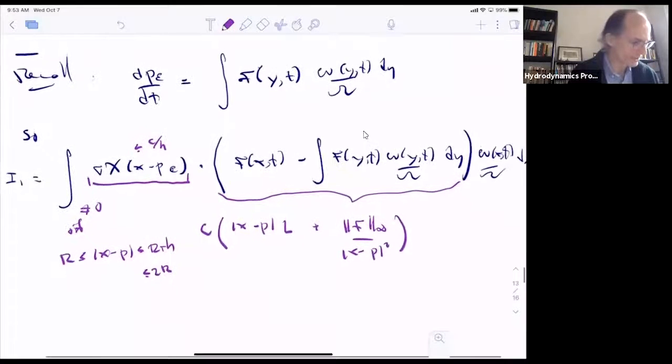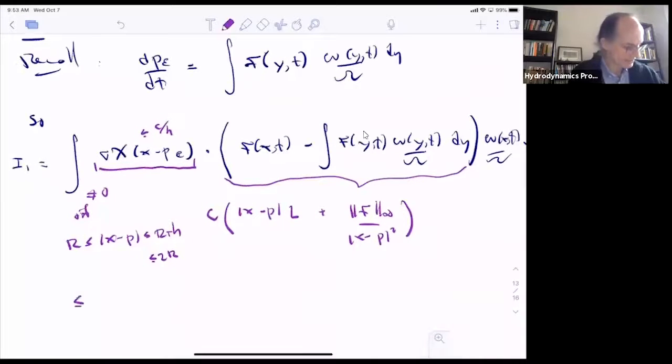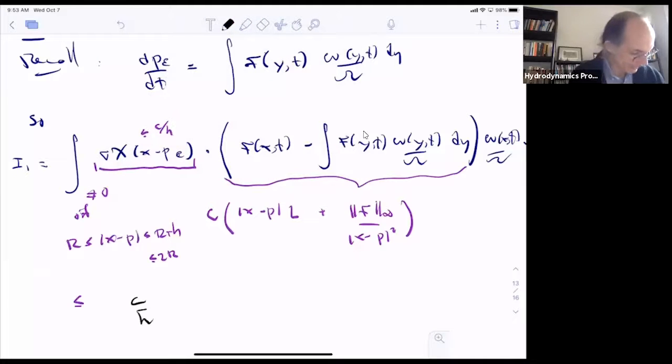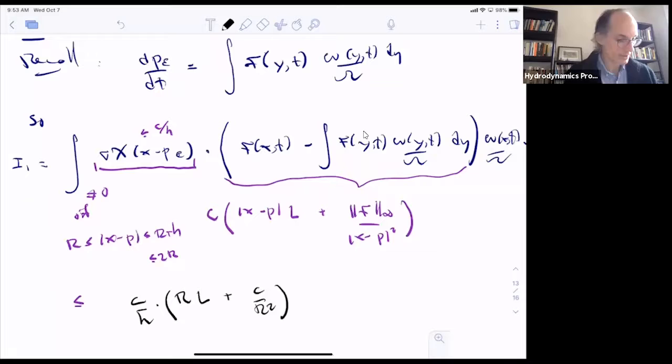Okay, so when this all settles, we'll find that this is less than a constant over h times a constant times r times the Lipschitz constant L, and then a constant over r squared, and then this m sub t of r, the amount of vorticity outside the ball of radius r. I think that's what I want.